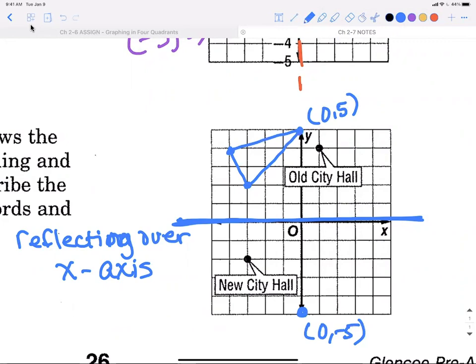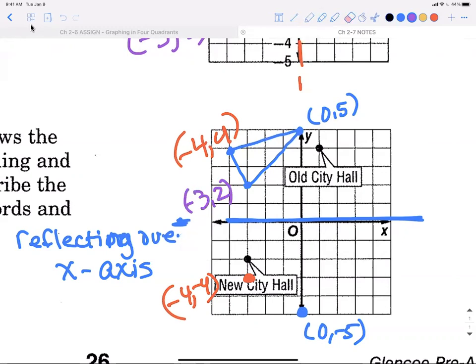Okay. This point right here is negative 1, 2, 3, 4, 1, 2, 3, 4. This point right here is the point negative 4, 4. When I reflect it over the x-axis, my x is not going to change, but my y flips this time. And so I would be at negative 4, which would be right here. And then for my last point, this point is negative 3, 2, right? Negative 3, 2 is this point. When I reflect it, notice that my x doesn't change. My y flips. And I would be at negative 3, negative 2, which would be right here.